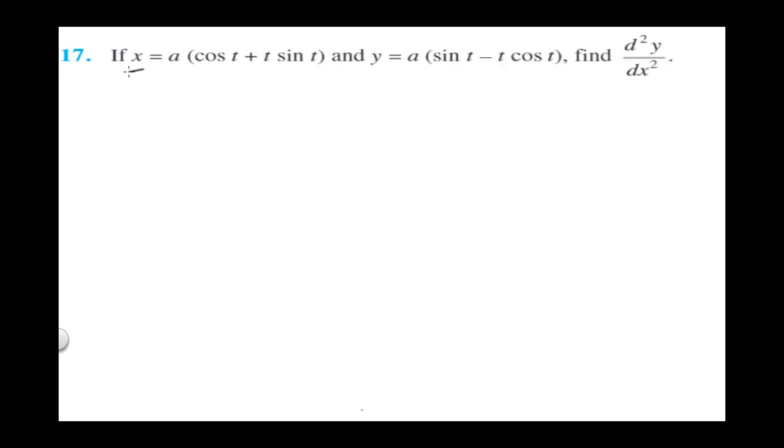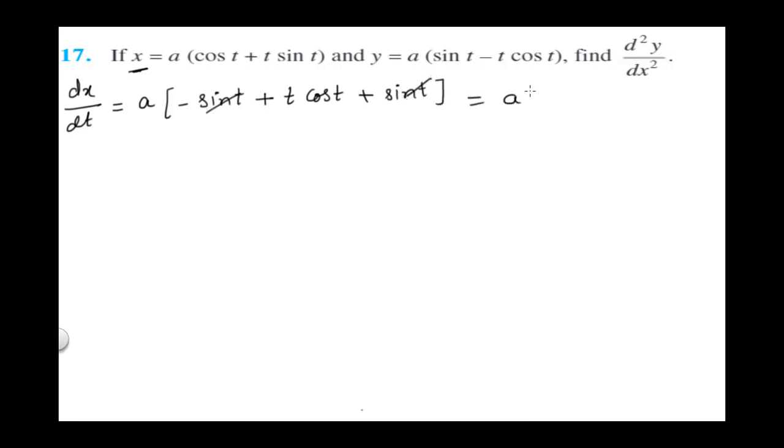First of all, you will differentiate this with respect to t. We will get dx by dt equal to a as it is, differentiation of cos t minus sin t, and in t sin t we will use product rule. T as it is, differentiation of sin t is cos t, plus sin t as it is, differentiation of t is 1. Sin t and sin t getting cancelled, we have a t cos t. Fine. Let us find dy by dt.